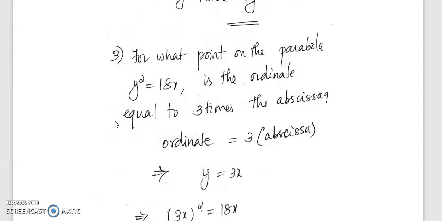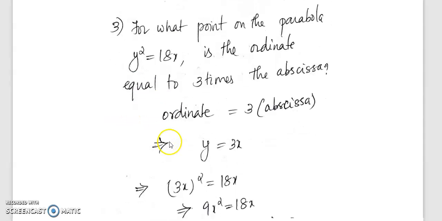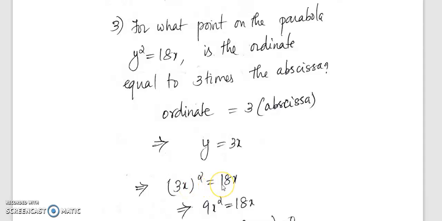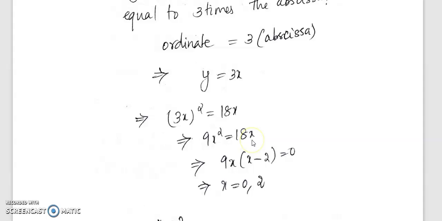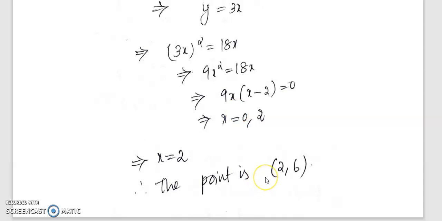Okay, so when you substitute y equal to 3x, that will give us (3x) whole square equal to 18x, which is 9x square minus 18x equal to 0. So that will give us x equal to 0 and 2. 0 is not the required solution because it is a trivial solution of this equation. With y equal to 3x, (0, 0) will satisfy the equation. So we want to find a non-zero x such that y is equal to 3x. So the required value of x is 2. So when x is 2, y will be equal to 6. So the required point is (2, 6).